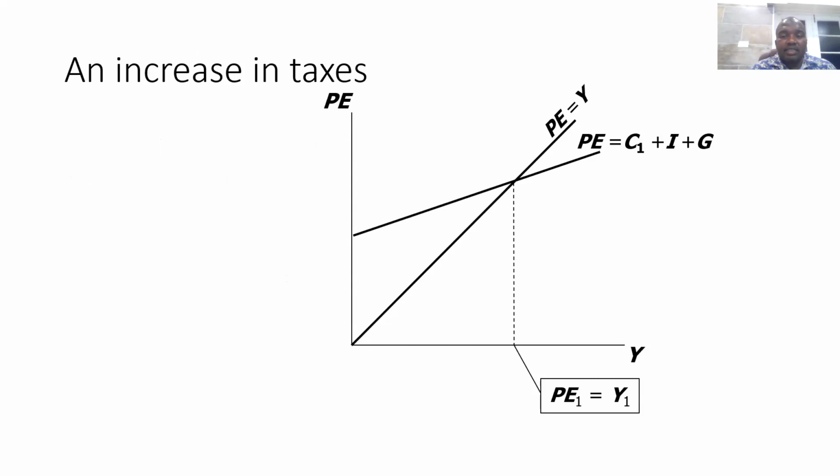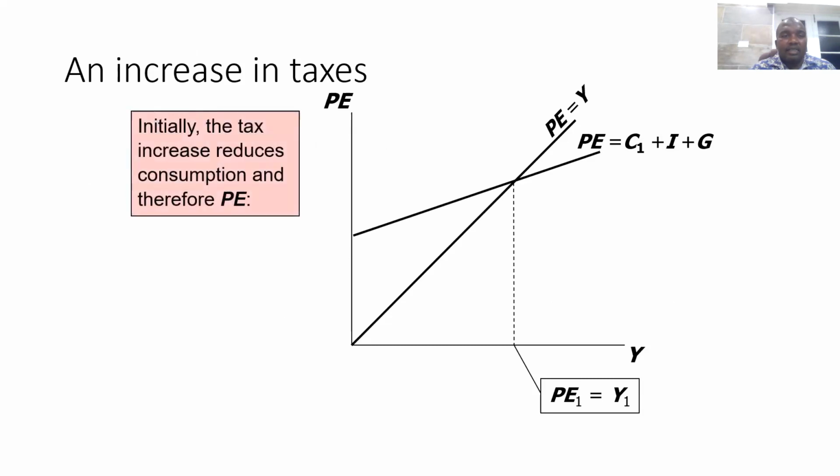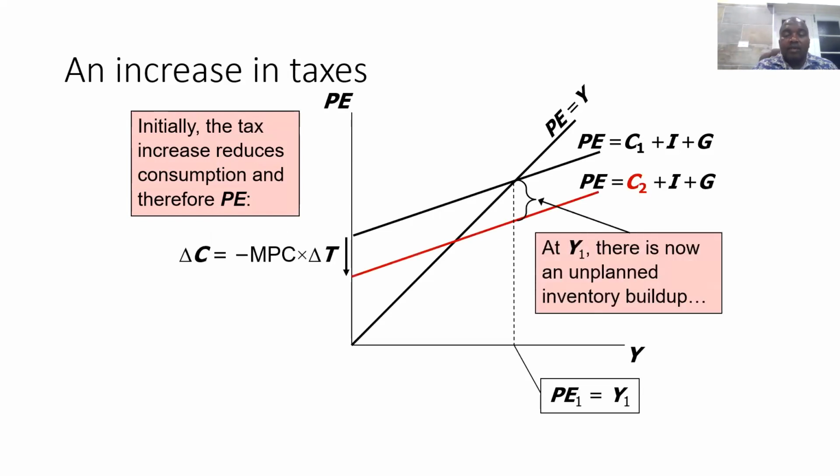An increase in taxation, initially the tax increase reduces consumption and therefore planned expenditure. If we maintain that our C is defined as C of Y minus T, so if we increase the absolute T, it will reduce our autonomous consumption component, thereby biasing our planned expenditure function downwards, which leads to an unplanned inventory build-up.